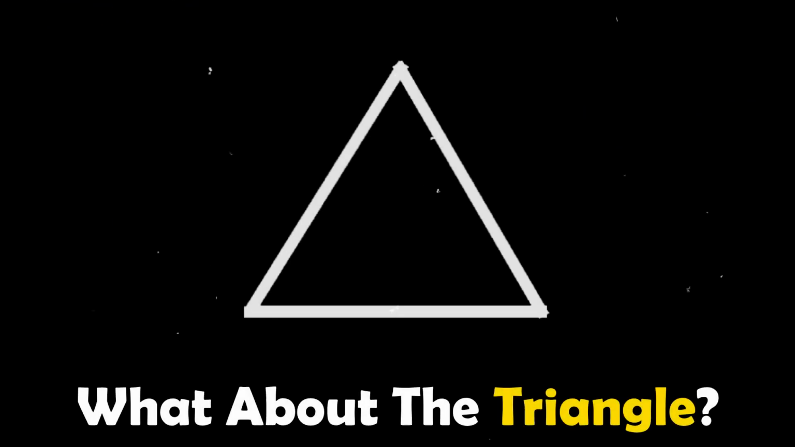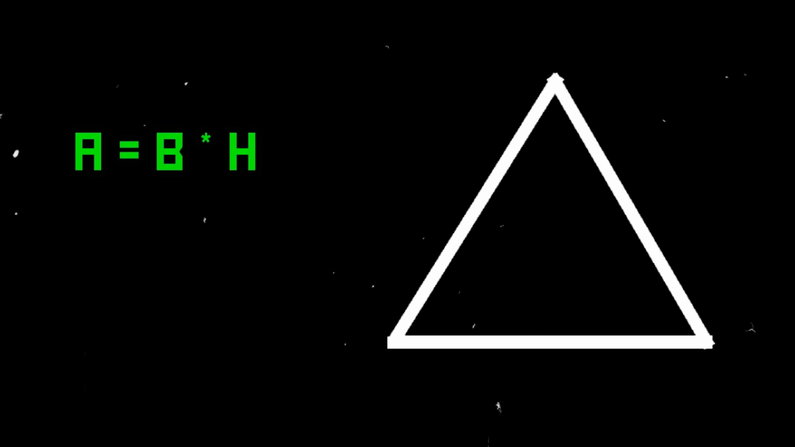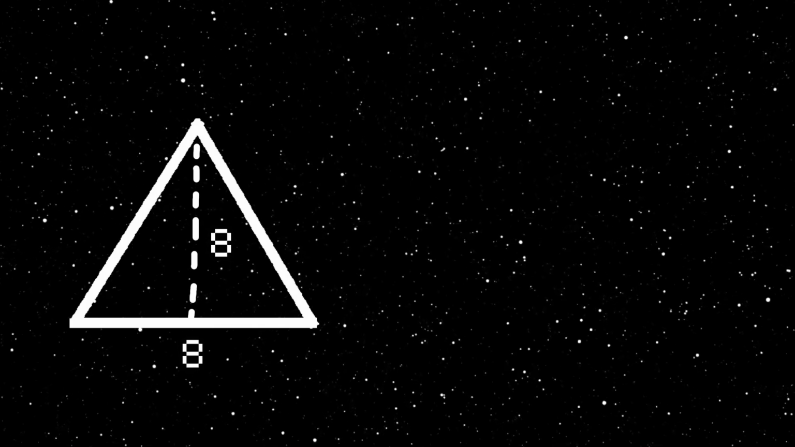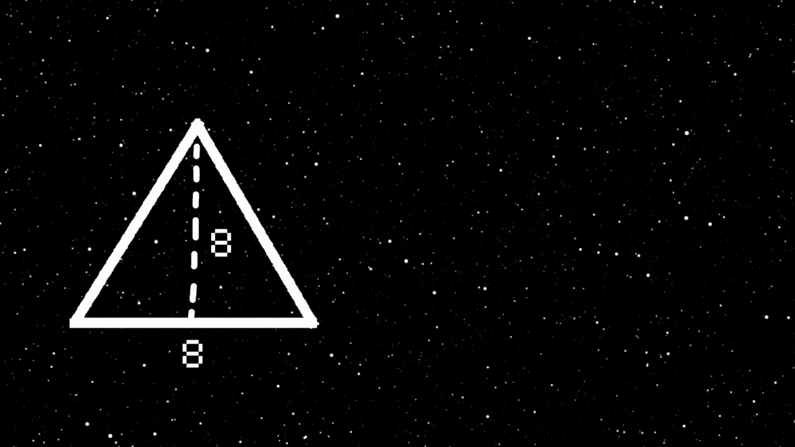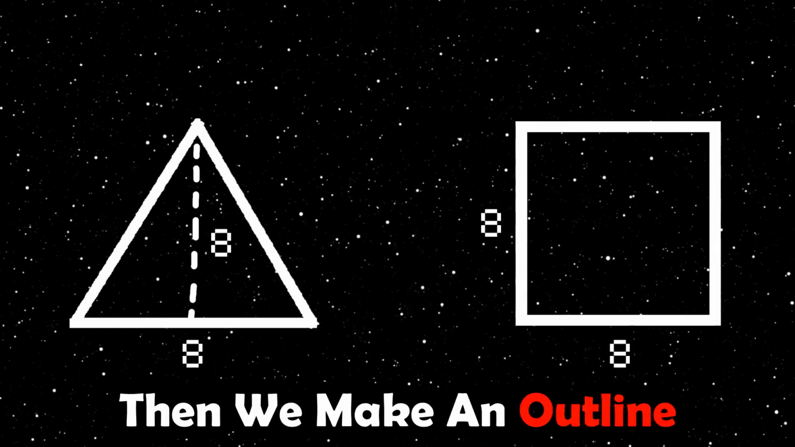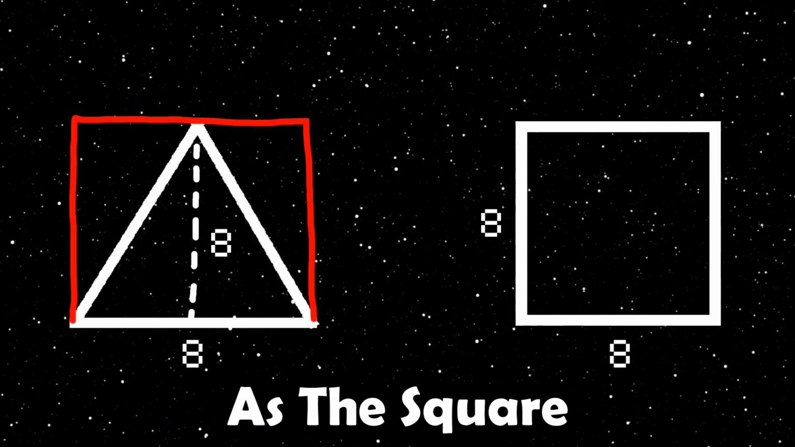What about the triangle? How can we figure out its area? Well, the formula is the base times height, only that you divide it by 2. This formula goes for any triangle. Let me try to visualize why we have this formula. If we have this equilateral triangle with a side length of 8 centimeters, and we also have this square which has the side length of 8 centimeters, then we make an outline on what the triangle is missing to be exactly the same as the square.